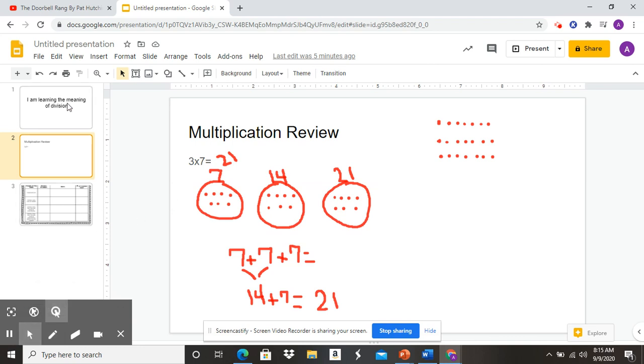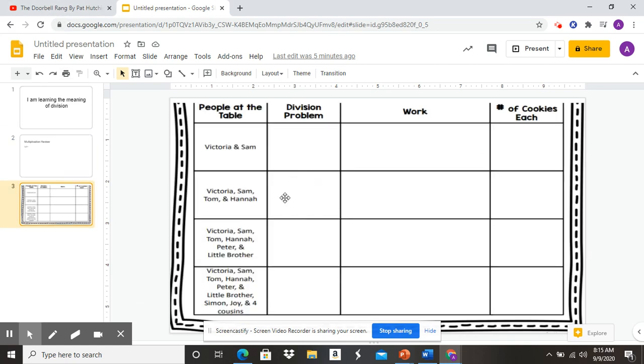What I want to do is listen to this story, The Doorbell Rang, and fill in this graphic organizer with you, okay?